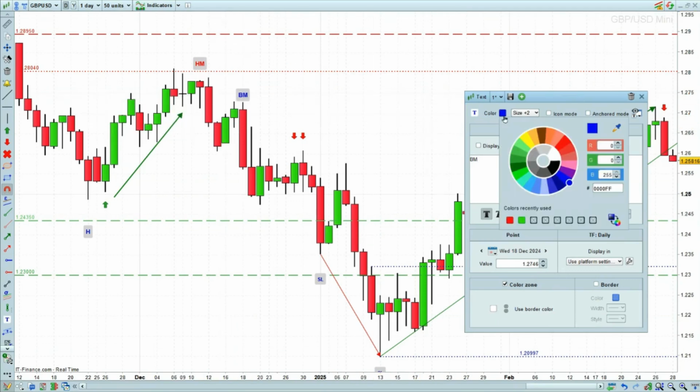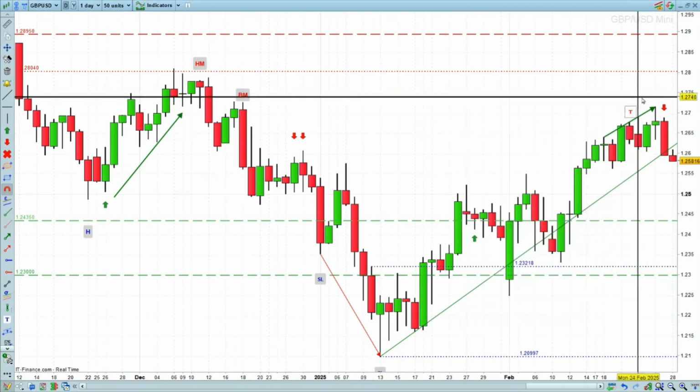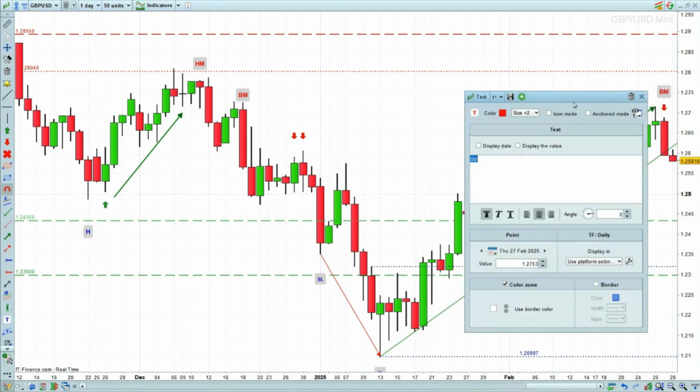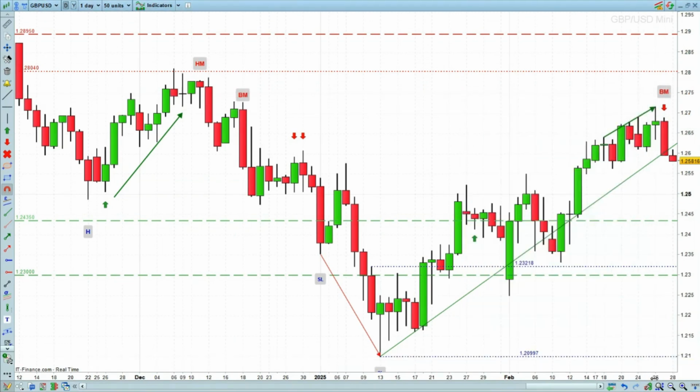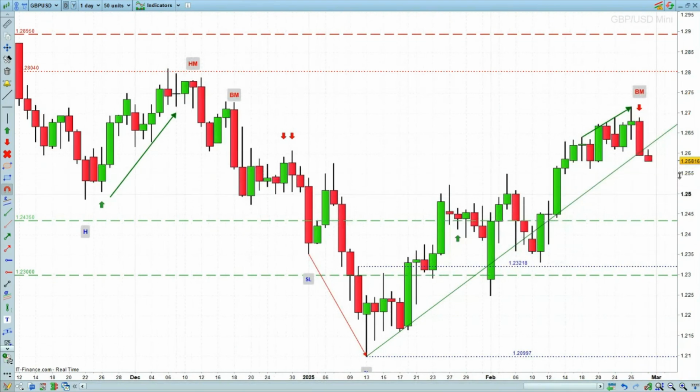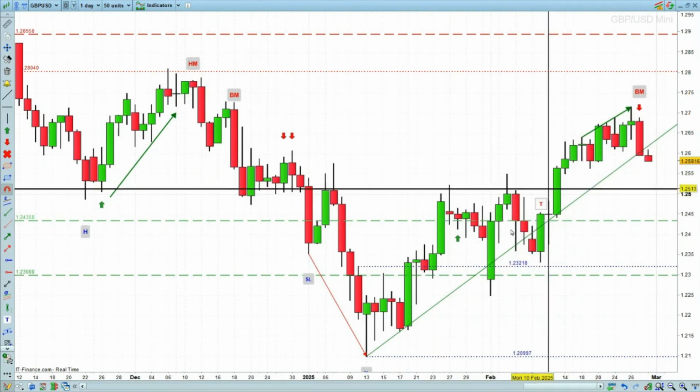Can it appear at resistance? When does it appear? It can appear anywhere. Like this one is a bearish marubozu, as we speak. Yesterday is a bearish marubozu. Beautiful example after an uptrend.